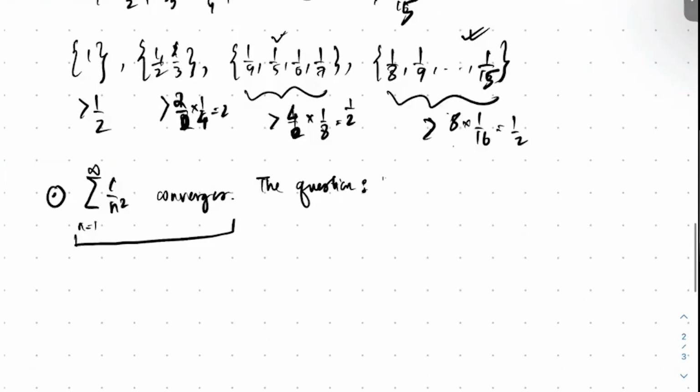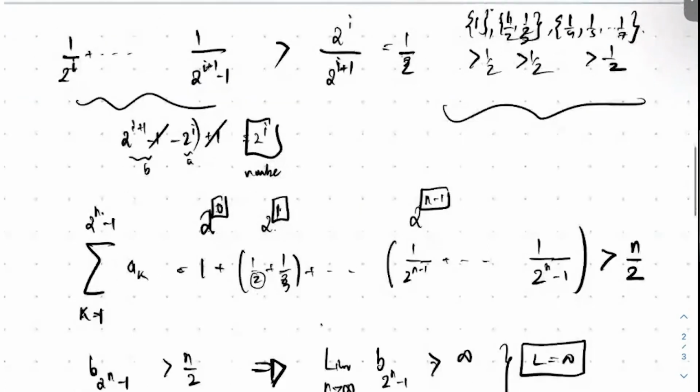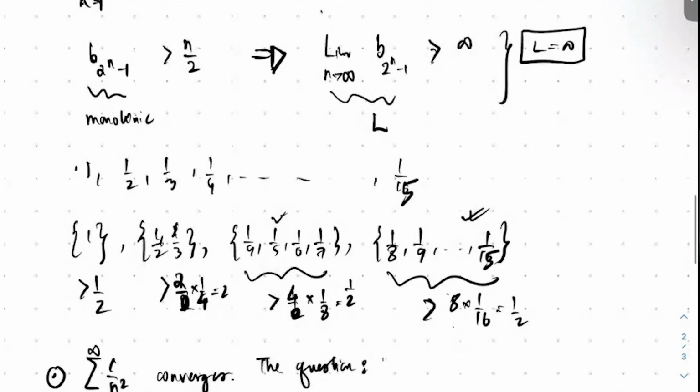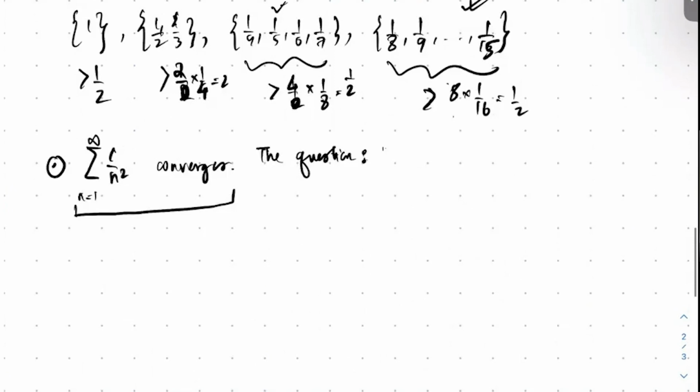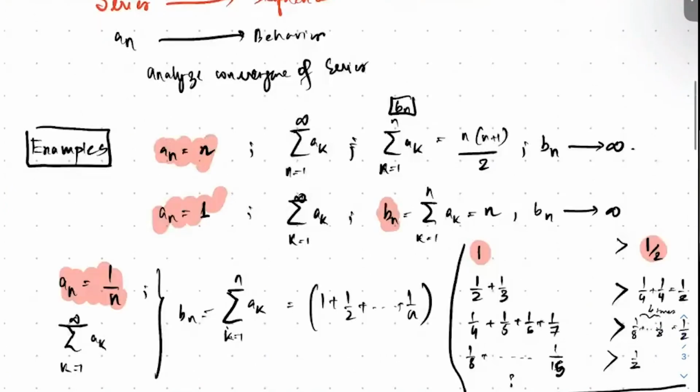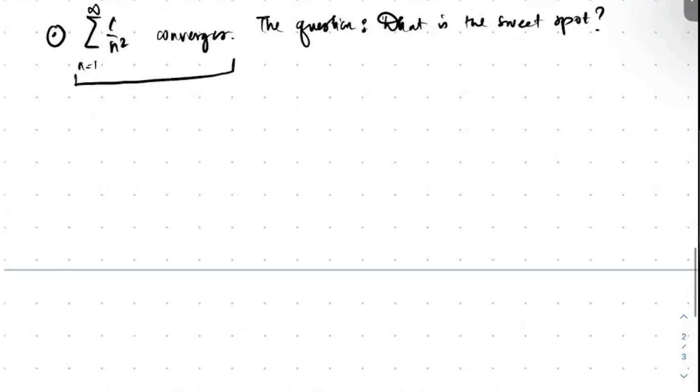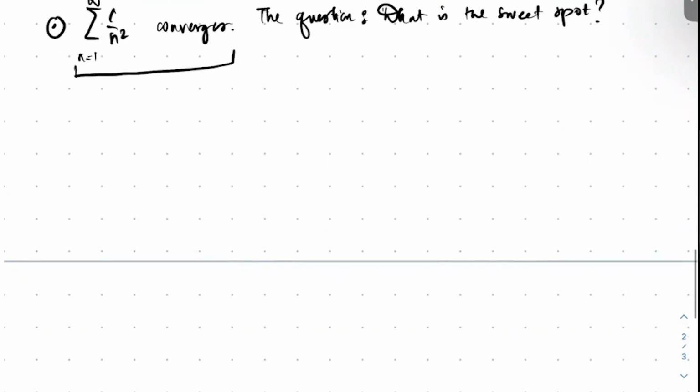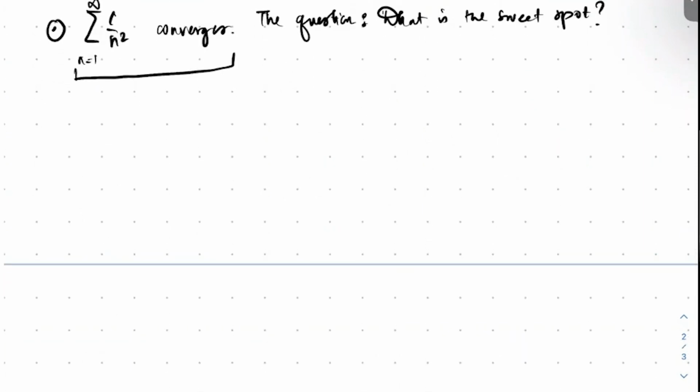The question is that n is very big, 1 is bigger, 1 by n is also big. So what is the sweet spot? What is going on under the skin, right? This is where we will be coming. The first behavior that we will see is something called the divergence test.